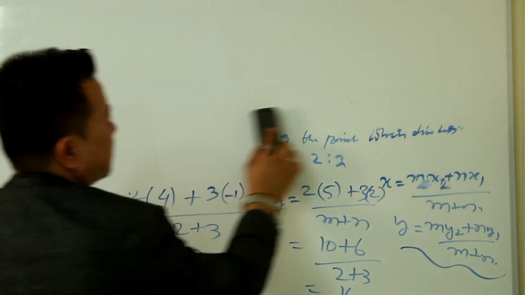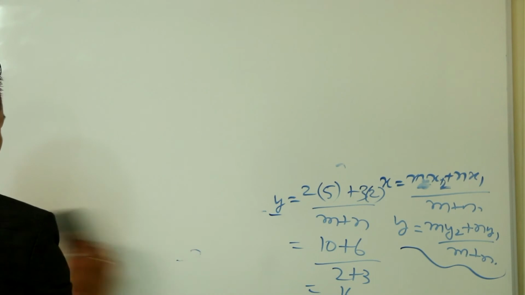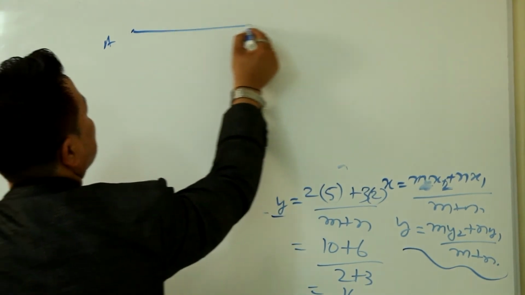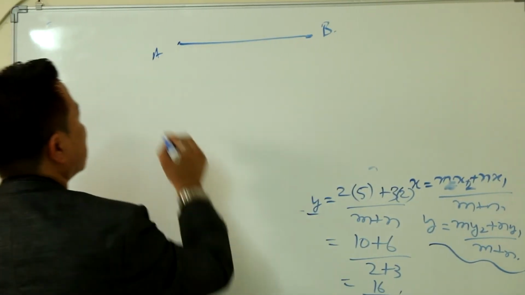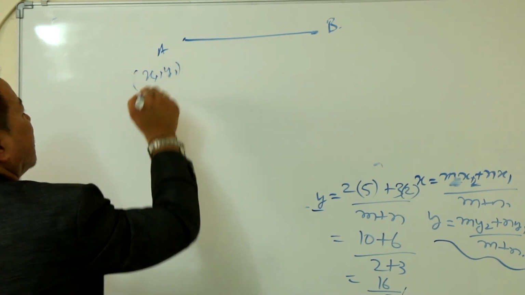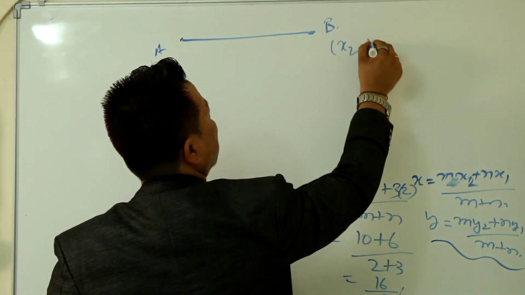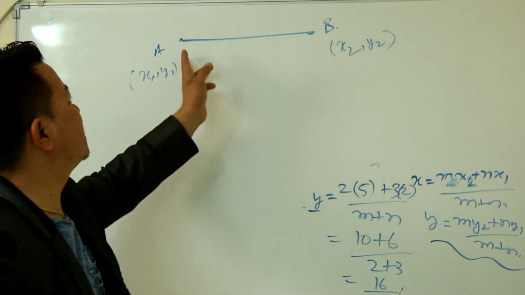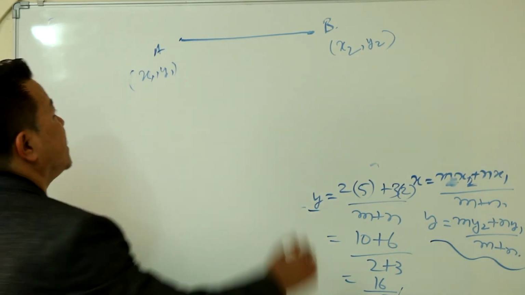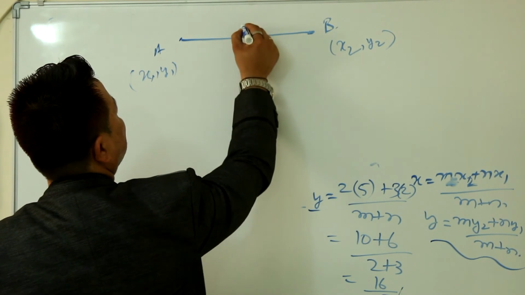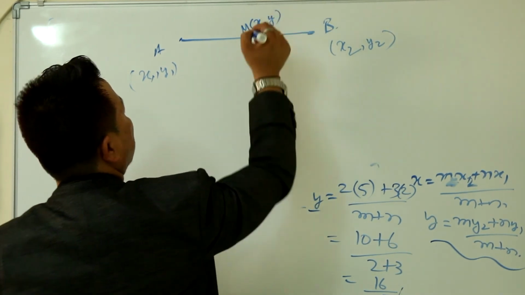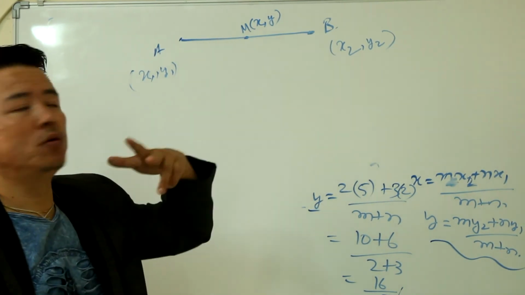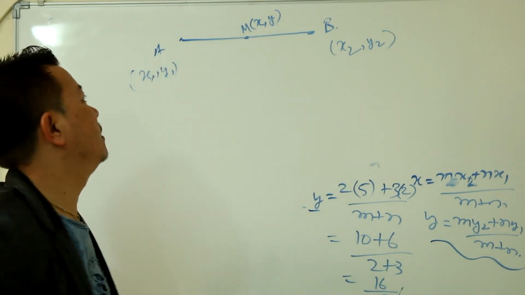So what is the midpoint formula? For example, any two points are given: any point A and any point B. The coordinates of A are x1, y1, and the coordinates of B are x2, y2. You have to find the midpoint which divides this line segment into two equal parts. For example, this is the point M, and suppose it is x, y. Now this M is the point which divides the line segment AB into two equal parts, AM and MB.